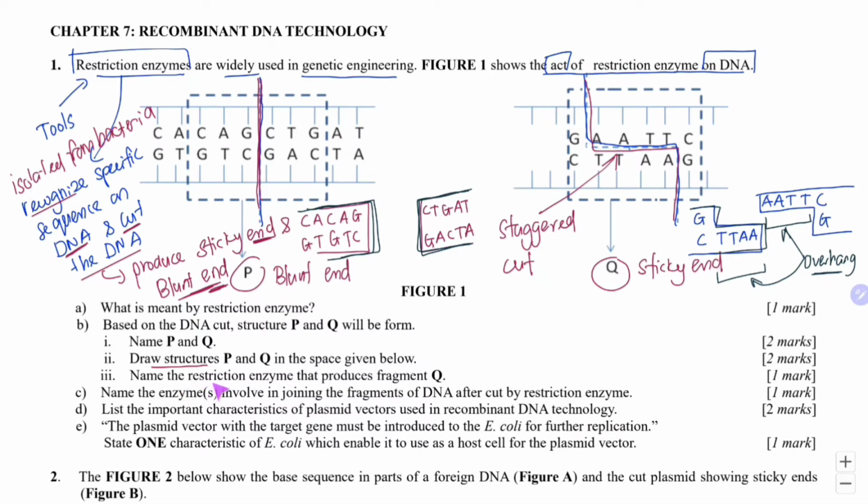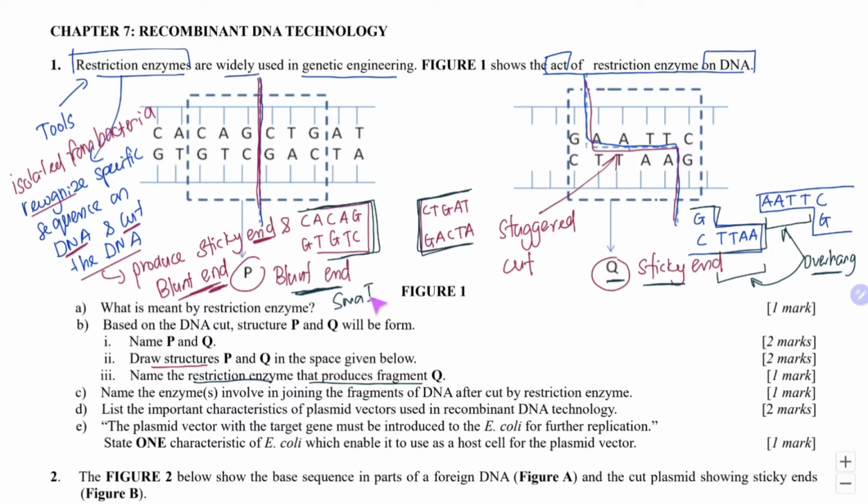Okay, next question. Name the restriction enzyme that produces fragment Q. So make sure awak boleh hafal dua enzyme, iaitu setiap satu example of enzyme yang akan produce setiap type of end ini. So untuk blunt end, example of enzyme yang awak kena hafal adalah SMA1.